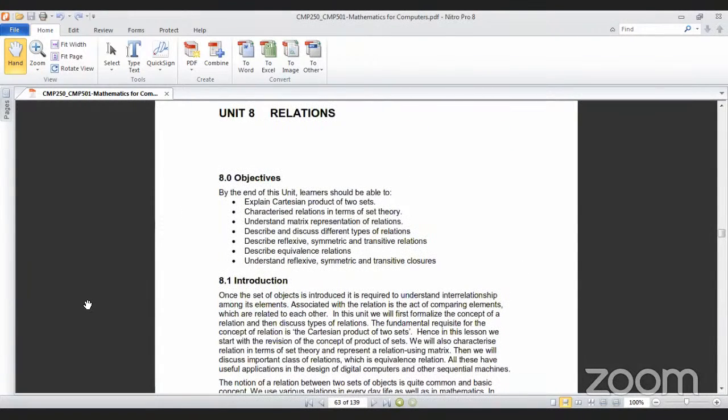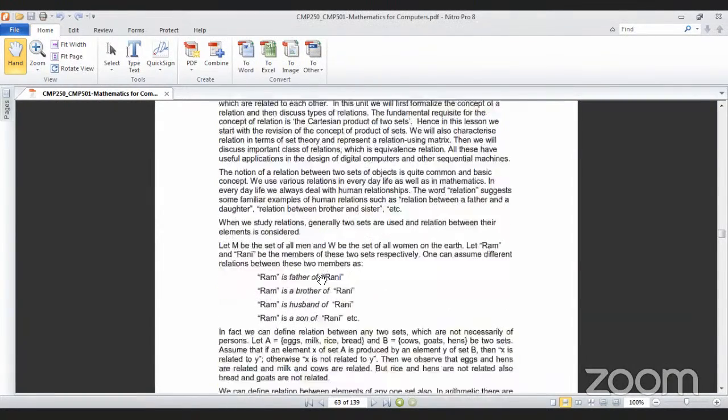Now relations. We have completed the set part, understood that. Now here we are going to discuss the Cartesian product. You remember, Abhilasha, you had asked me about R cross R? Yes, ma'am. So we are going to study it over here.